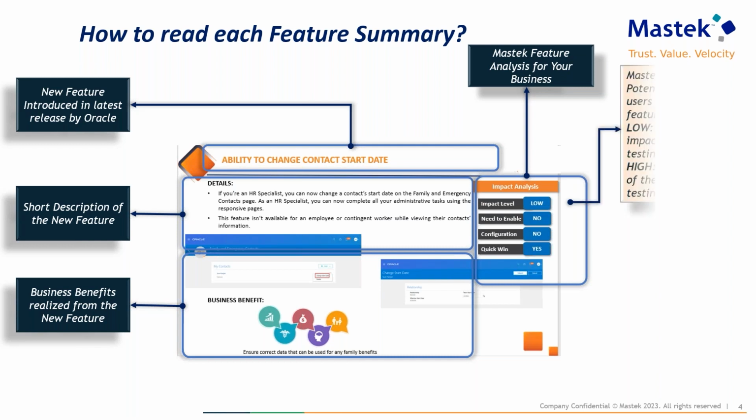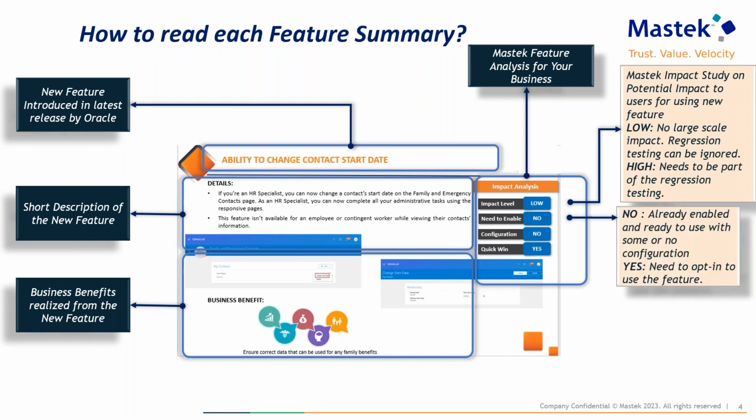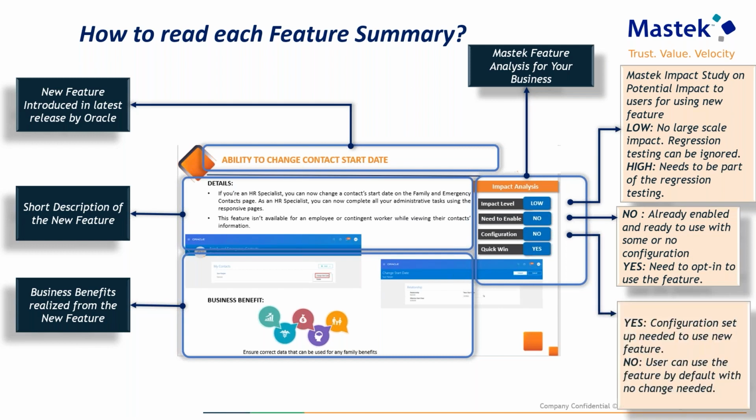The first one is impact level analysis, which demonstrates the impact on the end user. If it's a low impact, then regression testing can be avoided. If it's a high impact, then we need to offer regression testing. Second, we are all aware that there are some features which are by default auto-enabled by Oracle, and there are some which we need to opt for.